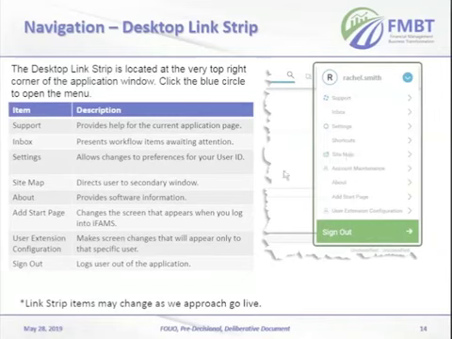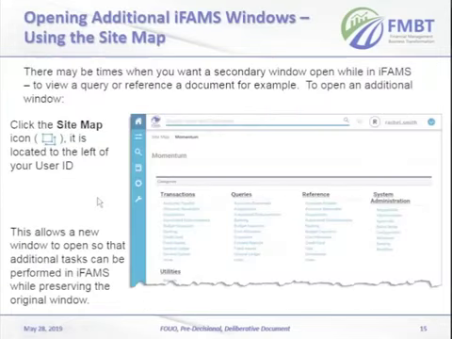Your site map here, that actually directs you to a secondary window. About provides information on the software. The Add Start page is where you can change a screen that will appear once you log into iFAMS. Your user extension configuration is actually where you can change a screen based on your preference. And here, the sign out or log out is the right way to log out of the system.